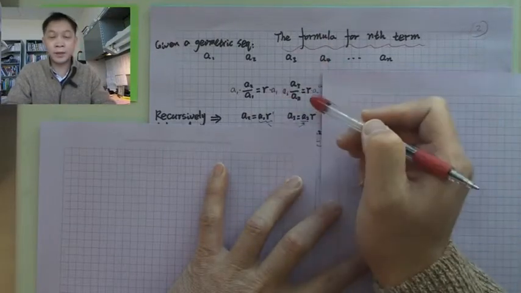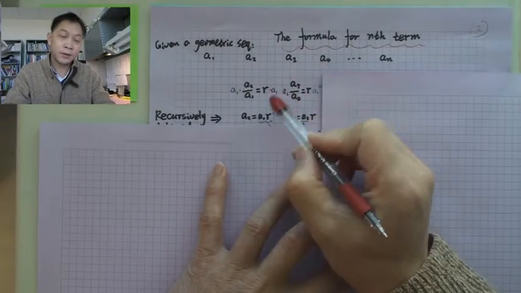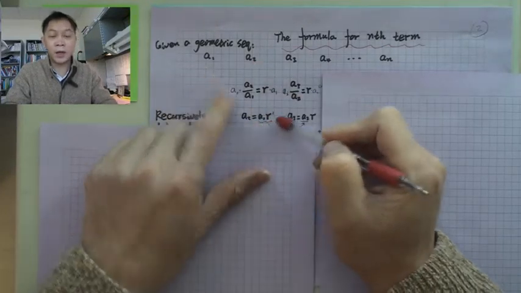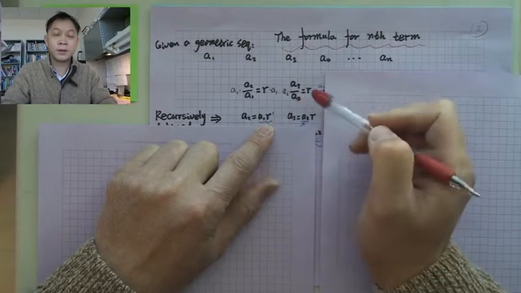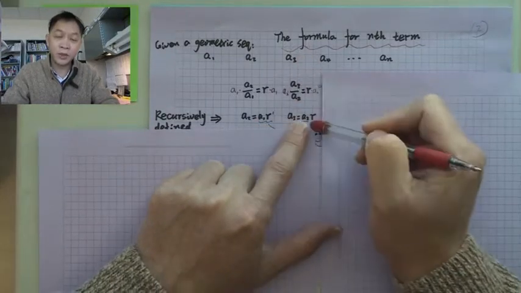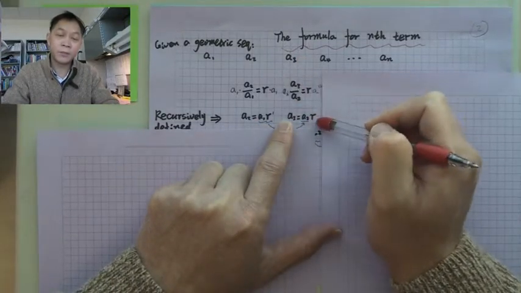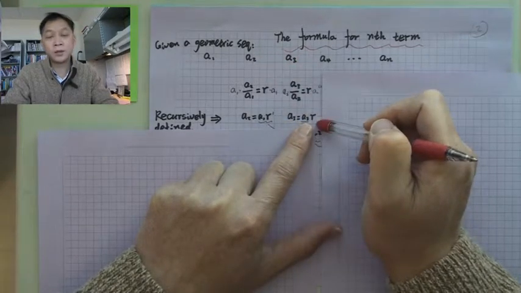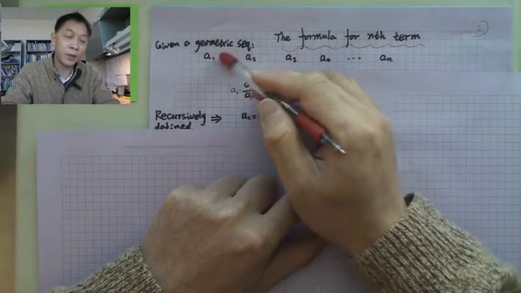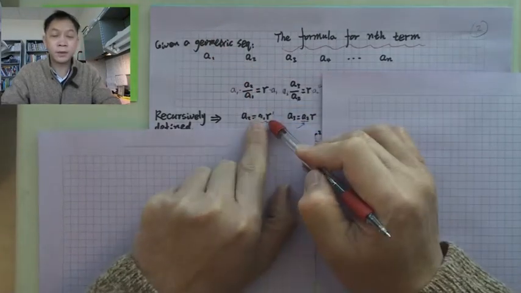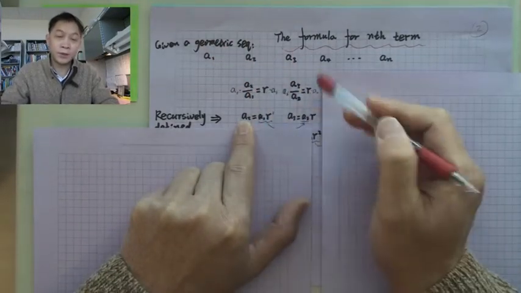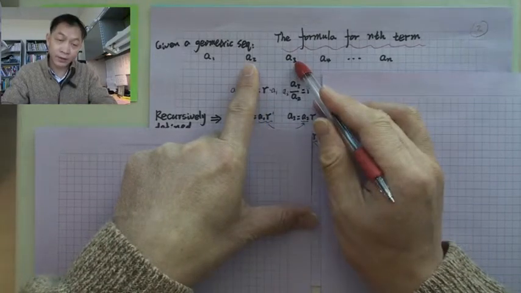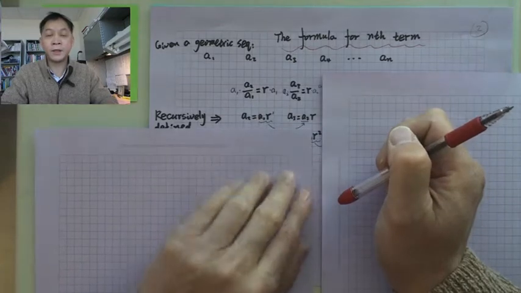From here you can see the pattern. A2 equals A1 times R. A3 equals A2 times R. So if you use R to hit on A1, you get A2. If you use another R to hit on A2, you get A3. That's the pattern.